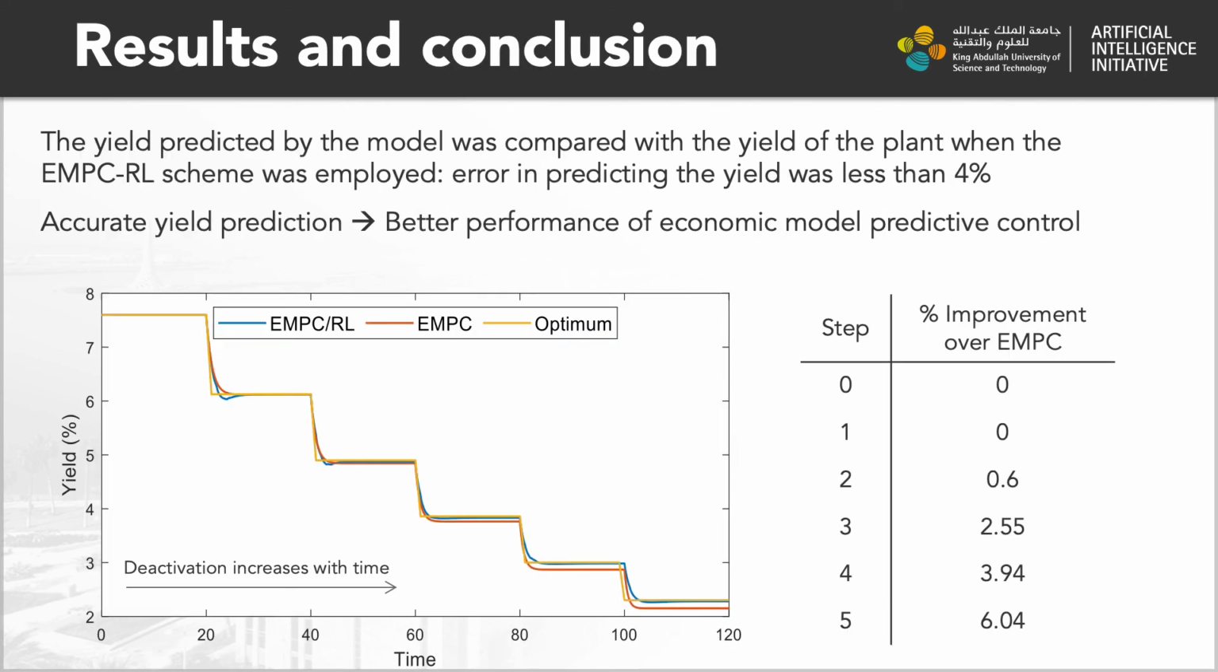When the yield predicted by the model was compared with the yield of the plant when the economic MPC reinforcement learning scheme was employed, the error in predicting the yield was less than 4%. In the figure on the left, we can see that employing reinforcement learning to update the underlying process model leads to a performance that is closer to the optimum than when eMPC is used alone. We can also see that as the catalyst deactivation increases and the deviation of the underlying model increases, the percent improvement over economic MPC alone increases as well.